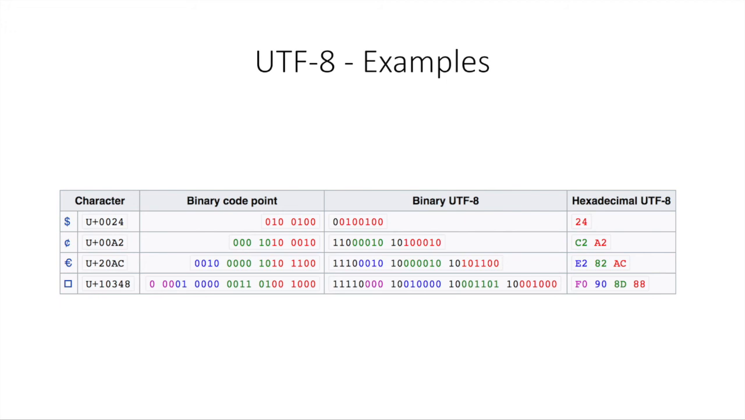When there's only 1 byte being used, the first bit, the leftmost bit, is 0. When there's 2 bytes being used, it begins with 110, and then the other digits are part of the code point. And then the second byte starts with 10, and then the rest of the digits are part of the code point. It does the same thing for 3 and 4 bytes, where it uses more ones on the leftmost bits of the first byte to show how many bytes it's using.